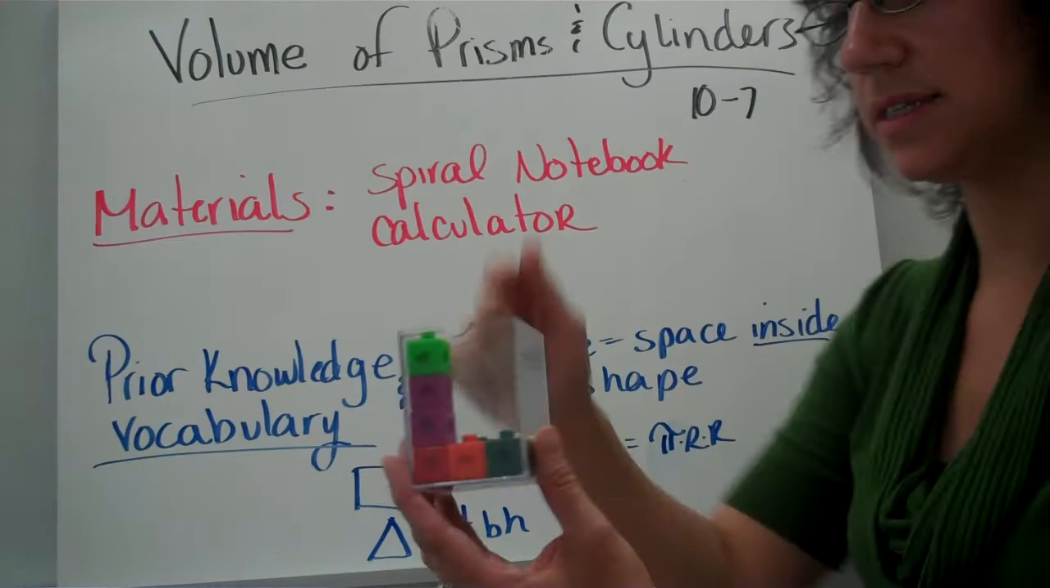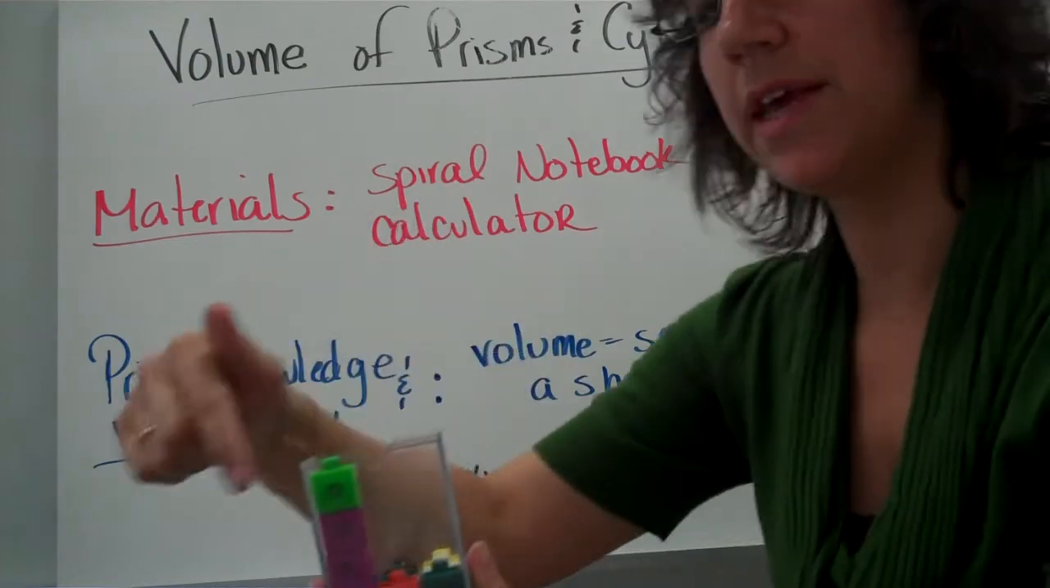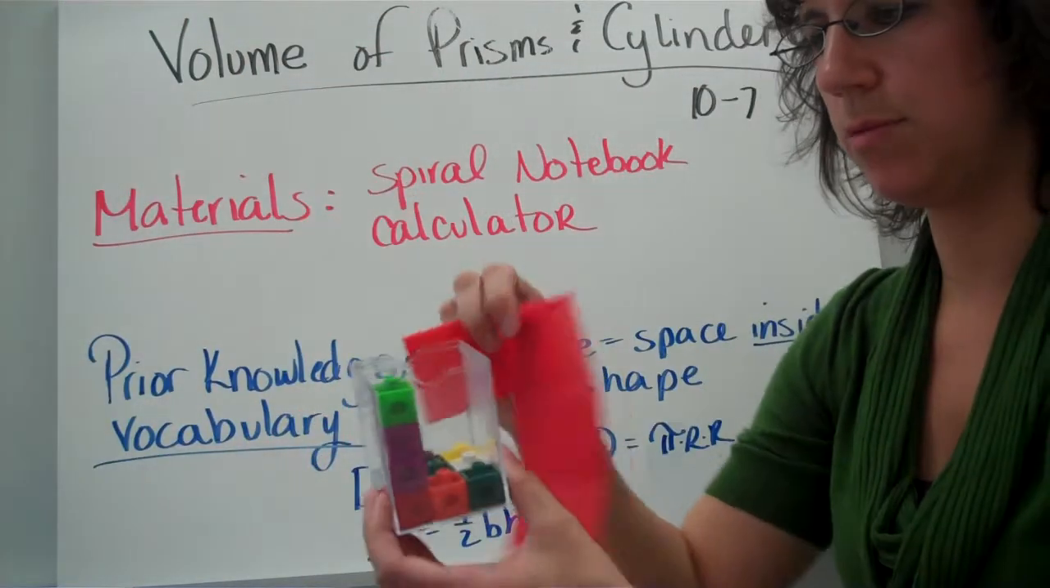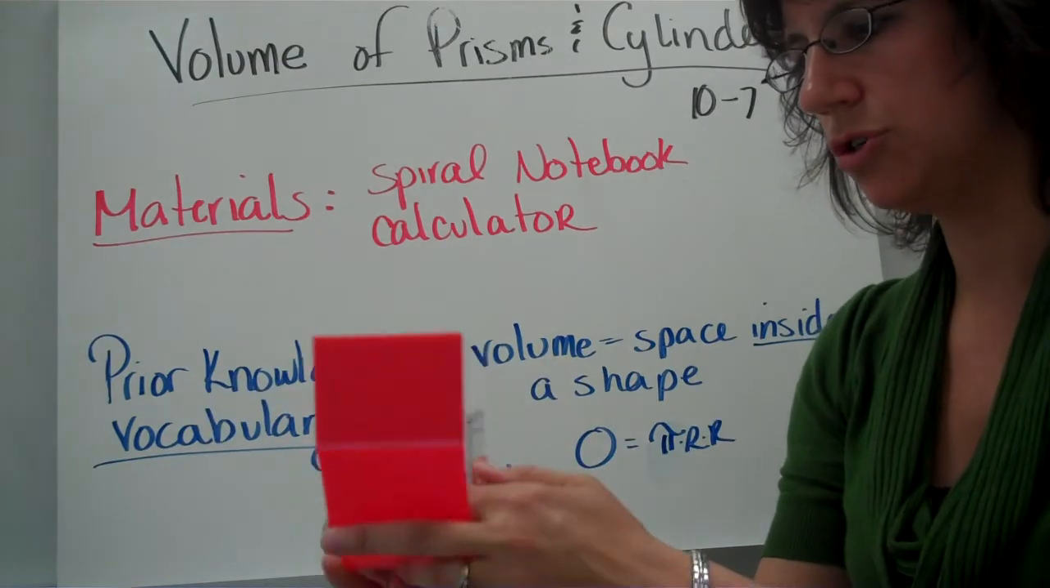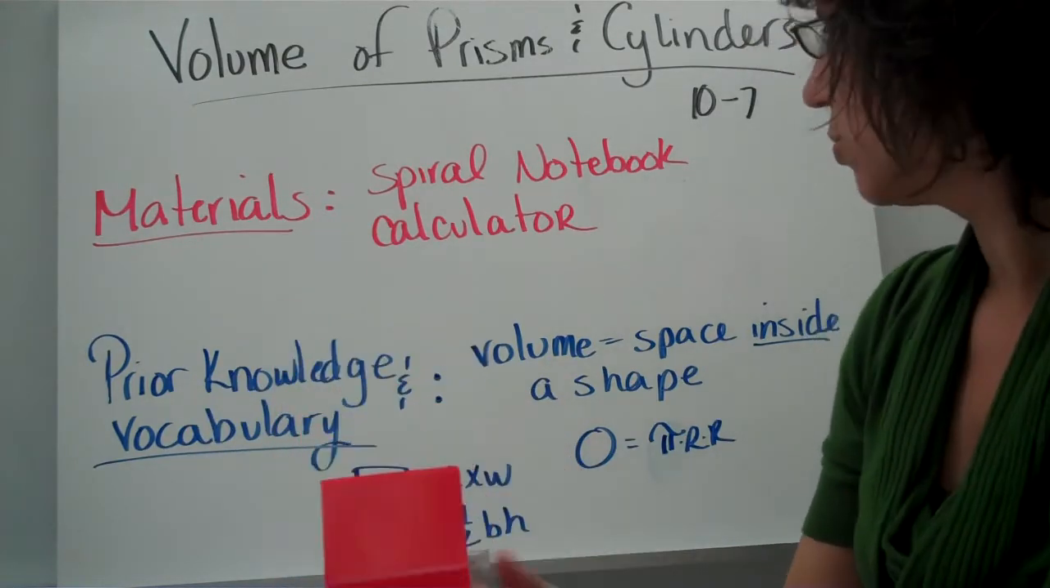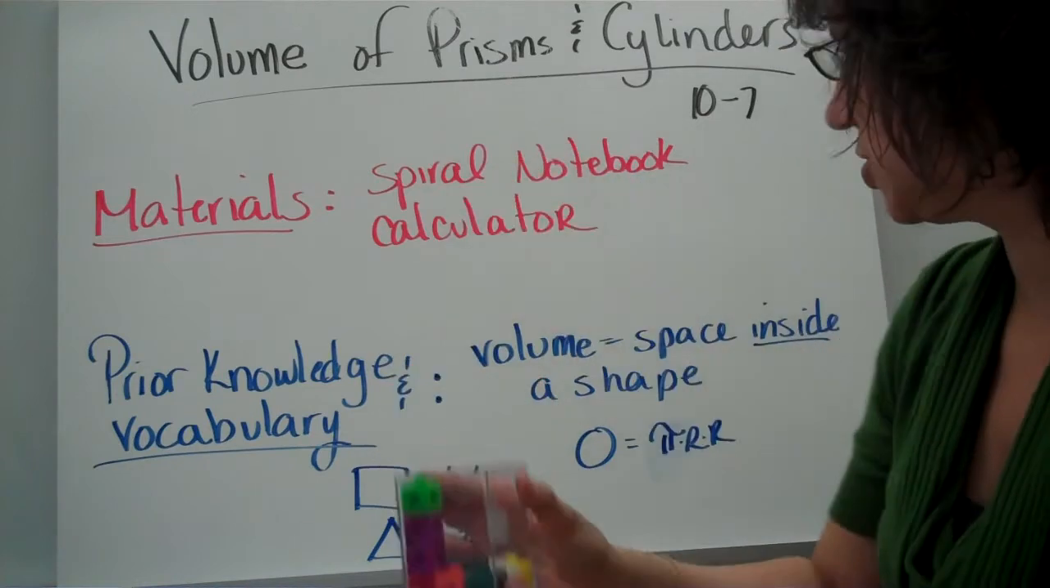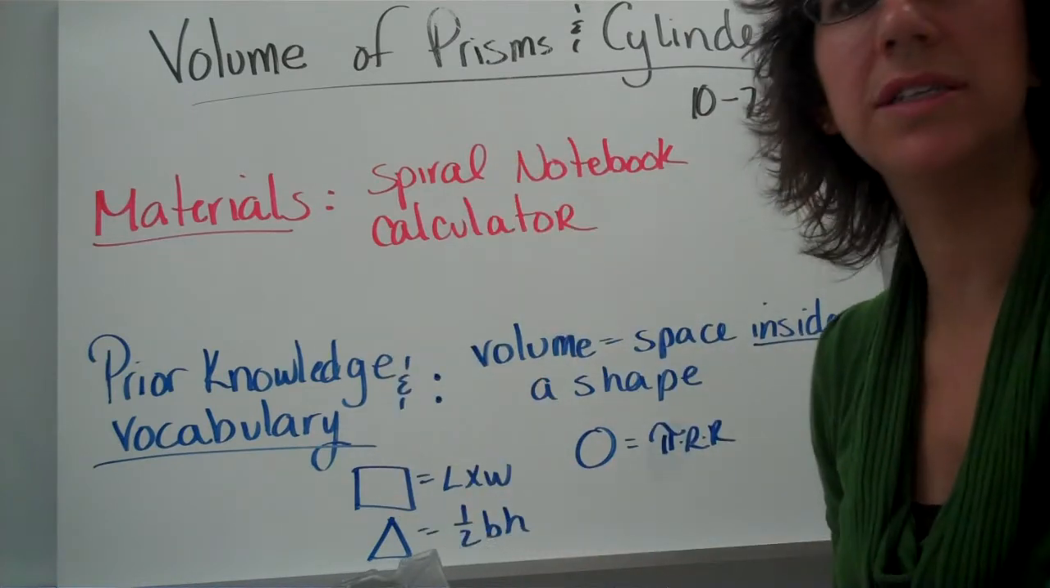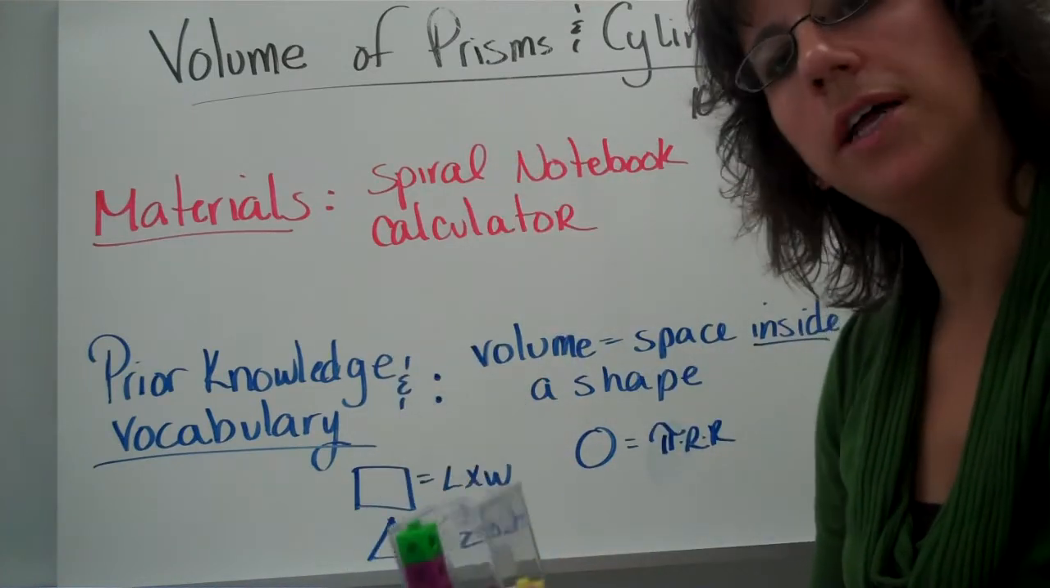Volume is the space inside a shape, not around the outside. We're not dealing with nets anymore. The nets went around to create the outside of the shape. We're talking about volume, which is inside the shape. And these are the formulas you're going to have to know. If you don't have them written down, go ahead and do that.